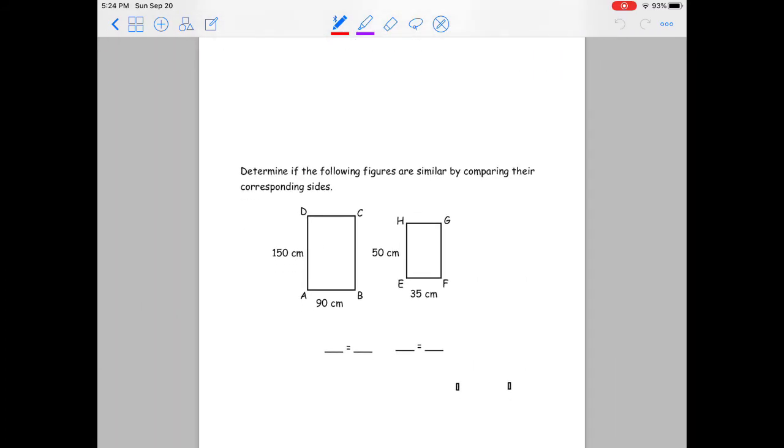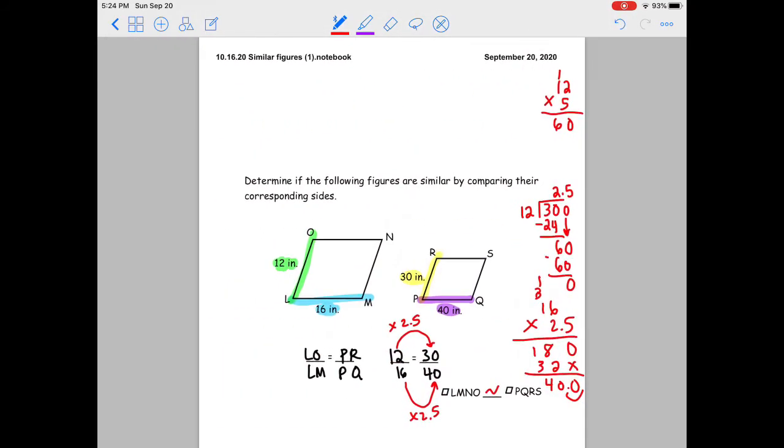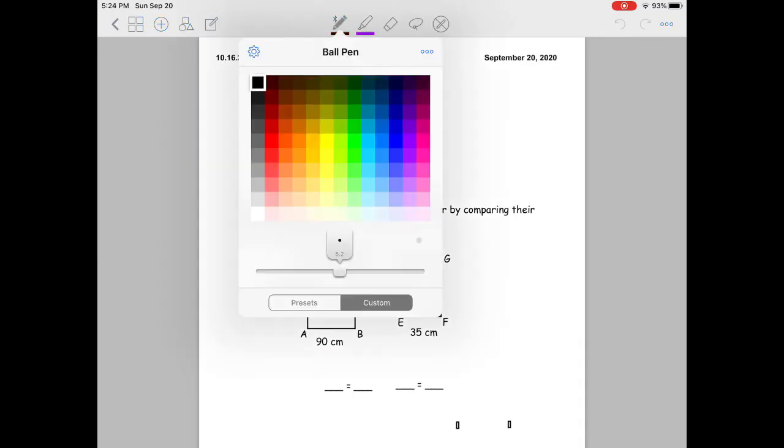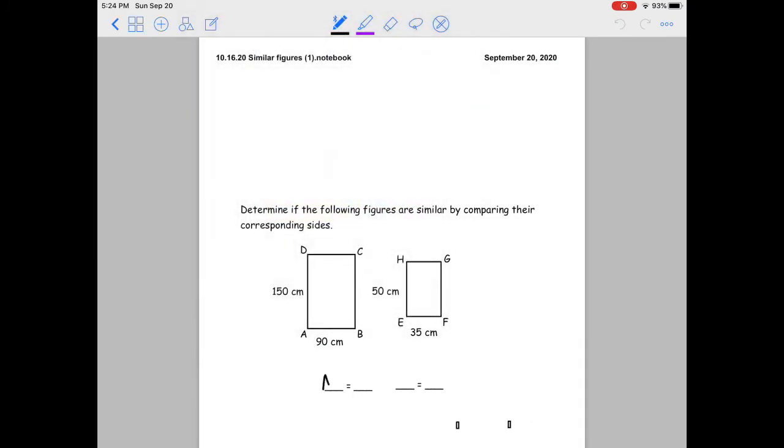Next one. So we're determining if the following figures are similar by comparing their corresponding sides. So if you did this the same as you did the last one, you should set it up as so. AB and AD. AB is similar to EF. AD is similar to EH. AB is 90. AD is 150. EF is 35. And EH is 50.